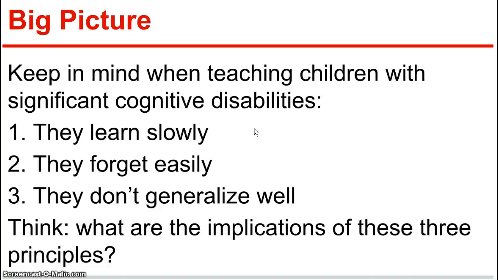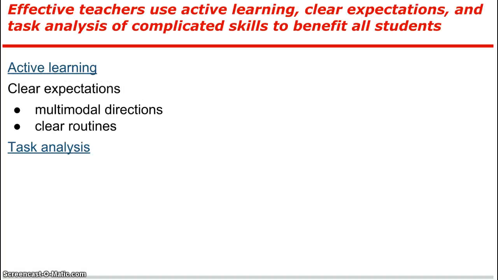And the third is that they don't generalize well. So if I teach a child, for instance, how to wash his hands, and then we move to a different kind of sink, then we have to start all over again. So what are the implications of these three principles? As you go through this class, keep in mind over and over again that we're working with kids who learn slowly, forget easily, and don't generalize well. Effective teachers use active learning, clear expectations, and task analysis of complicated skills to benefit all students.